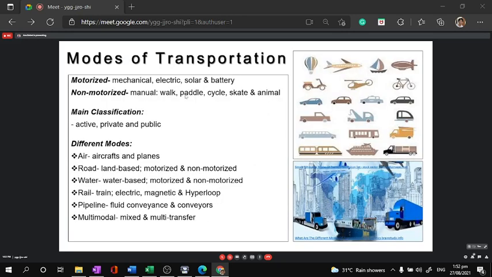And then we also made mention that transportation has different types of modes, but mainly we have two types. You have motorized, driven by engine and fuel. Non-motorized, it's actually manual or maybe human application of transportation. And then of course we classify this according to a group, which is active transport, public and private transport. And by different modes, we talk about land, air, water application, railway, pipelines, and multimodal application.